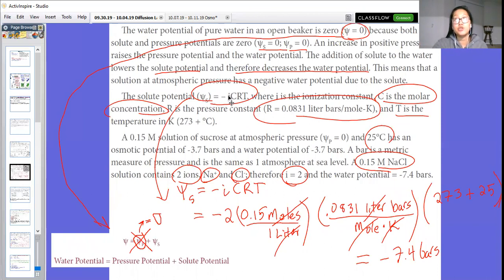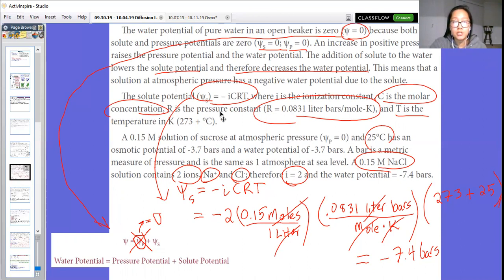But you can have something like sugar that you put into water as well. Sugar, like glucose, does not actually ionize because it is a covalently bonded molecule. So sugar does not break apart into multiple pieces, and it stays as one big glucose molecule at a time inside of water. So your ionization constant for sugar would be 1, because there's only one piece of sugar at a time. C is the molar concentration, and that's usually given in the problem. It's the concentration in molarity, and I'll explain that in a second.